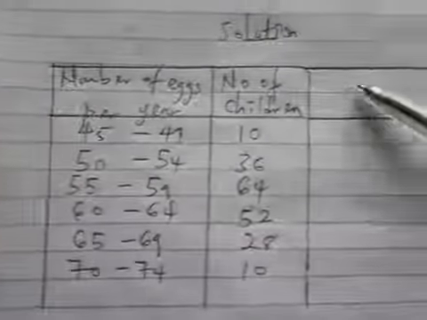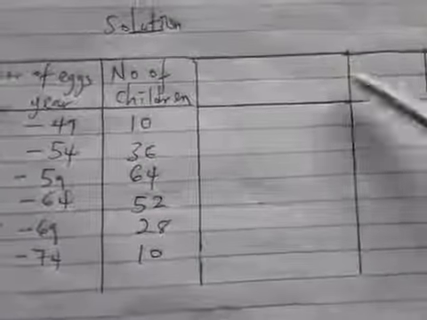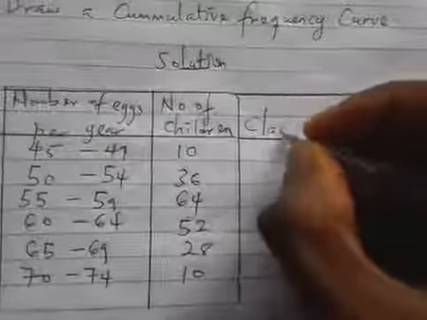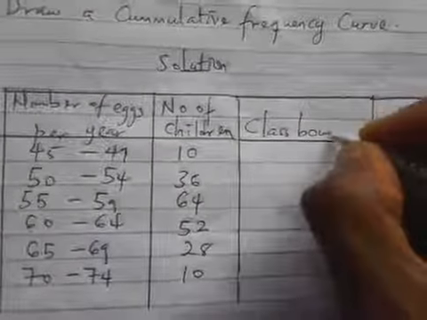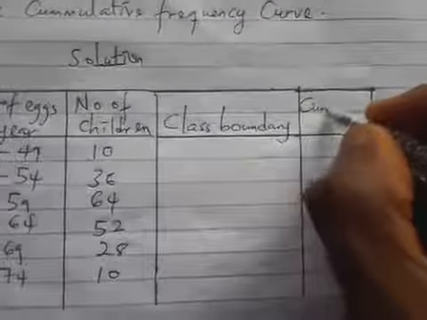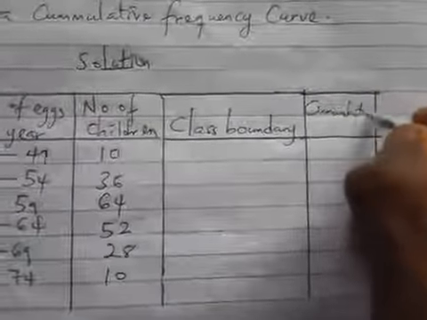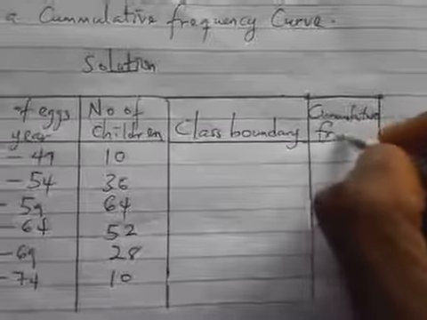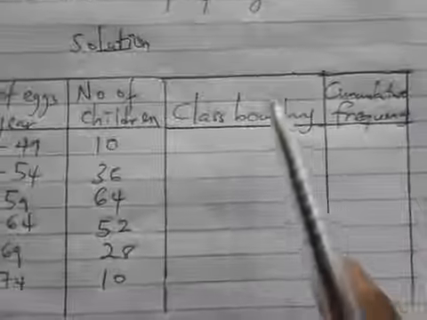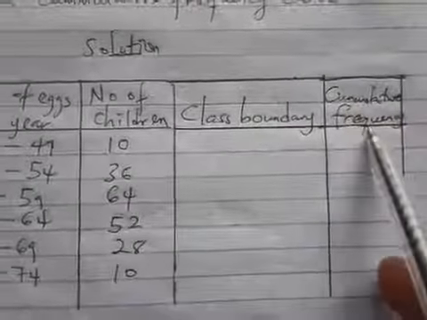So now the two things you need in your frequency distribution table are, one, your class boundary, and two, your cumulative frequency. So if I ask you to draw an ogive, you need your class boundary and you need your cumulative frequency.